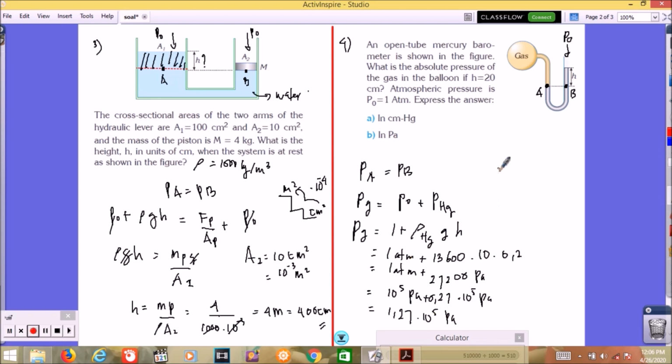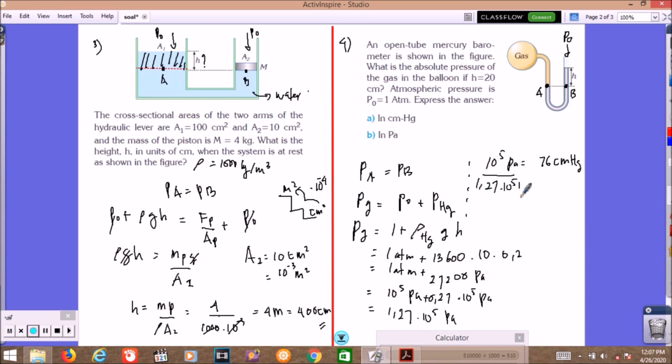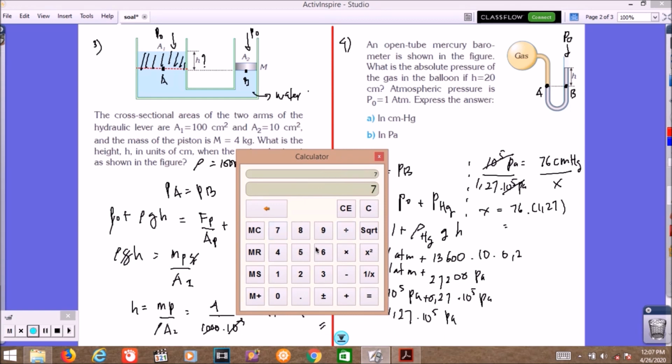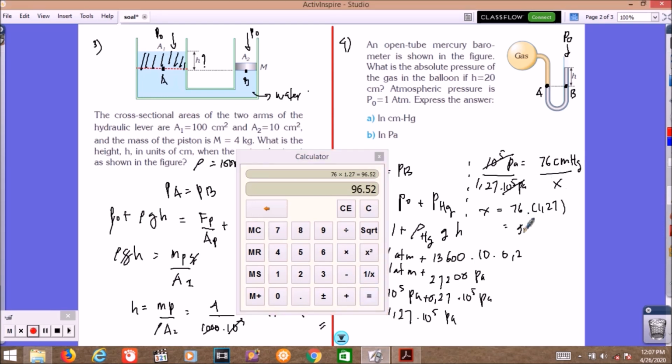Okay, and then in centimeter Hg, if 10 power 5 Pascal equals 76 centimeter Hg, then we have to look for if 1.27 times 10 power 5 Pascal equals X. We can cancel 10 power 5, and then X is equal to 76 times 1.27, which is 76.52 centimeter Hg.